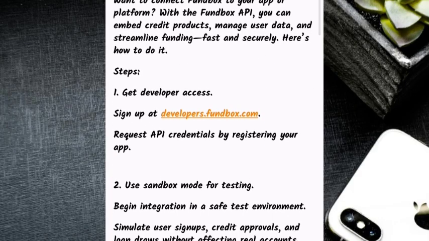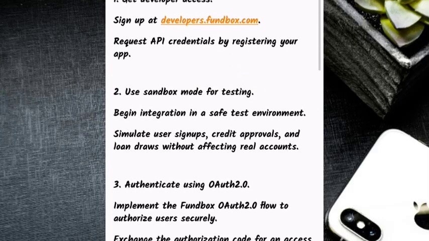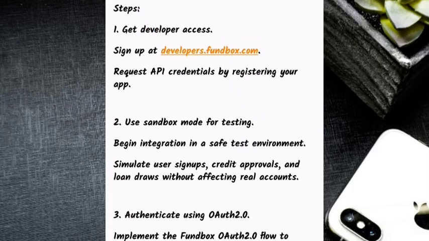First step is to get developer access. Sign up at developers.fundbox.com. Request API credentials by registering your app. Next is to use sandbox mode for testing. Begin integration in a safe test environment. Simulate user signups, credit approvals, and loan draws without affecting real accounts.